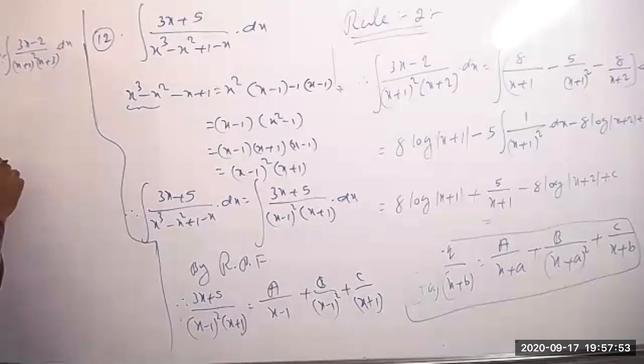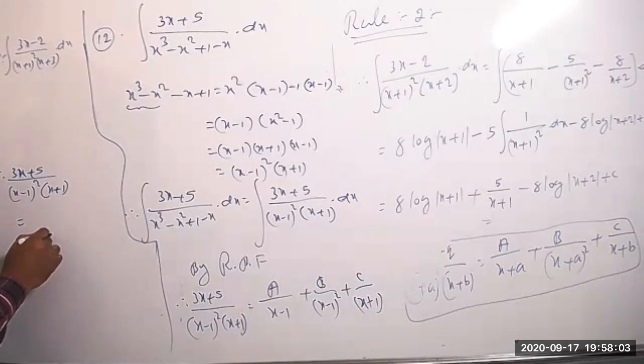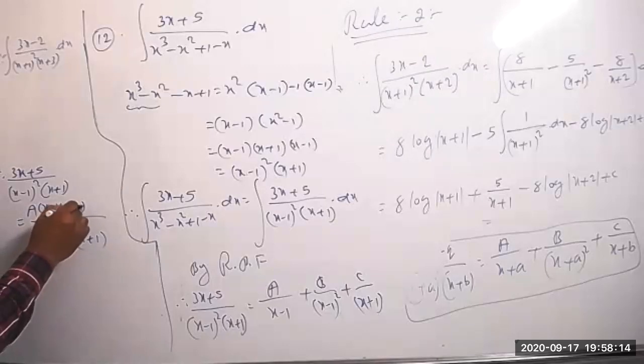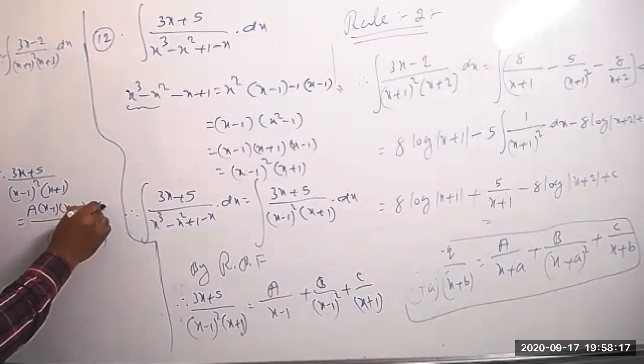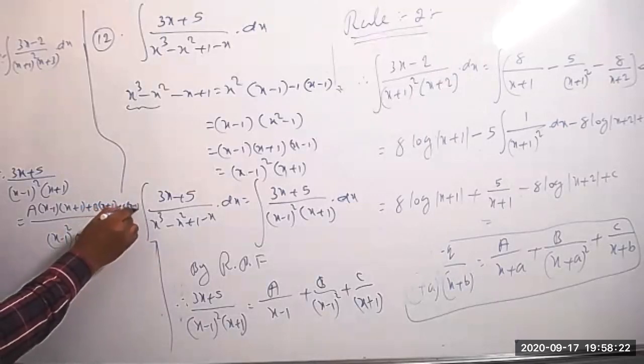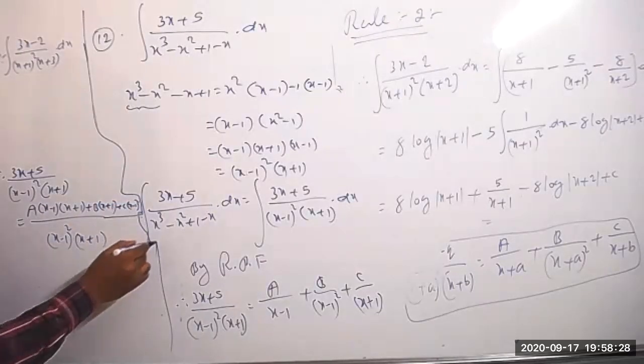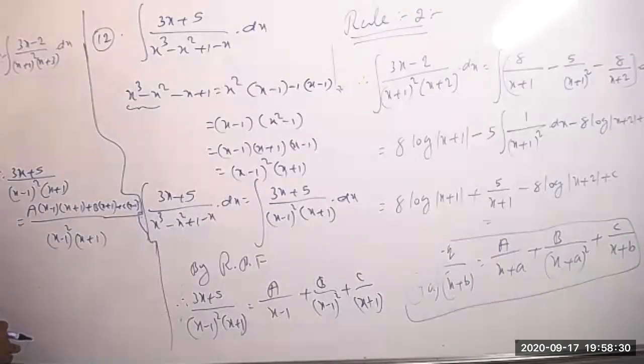Yes, now I can take here. Therefore, (3x plus 5) by (x minus 1) whole square into (x plus 1) is equal to, if taken LCM, (x minus 1) whole square into (x plus 1). Clearly, one x minus 1 will be cancelled. So a into (x minus 1) into (x plus 1), plus b into (x plus 1), plus c into (x minus 1) whole square. Denominators are equal, so numerators must be equal.